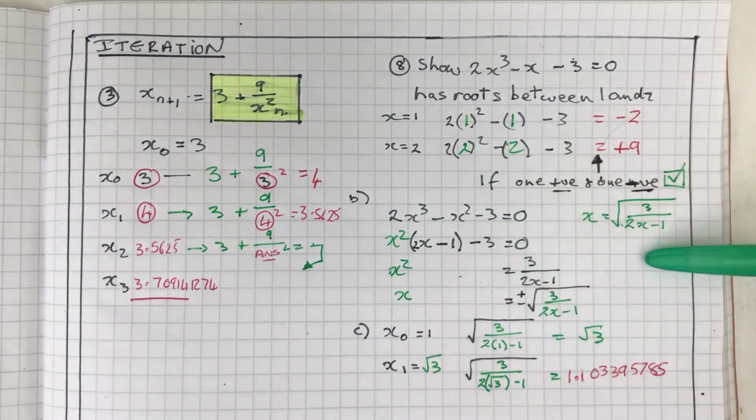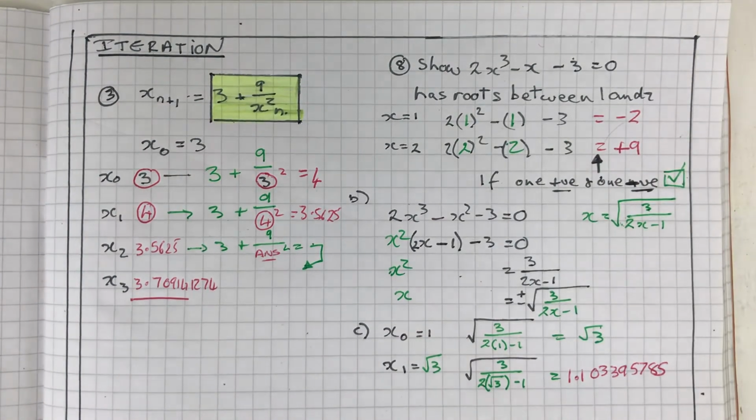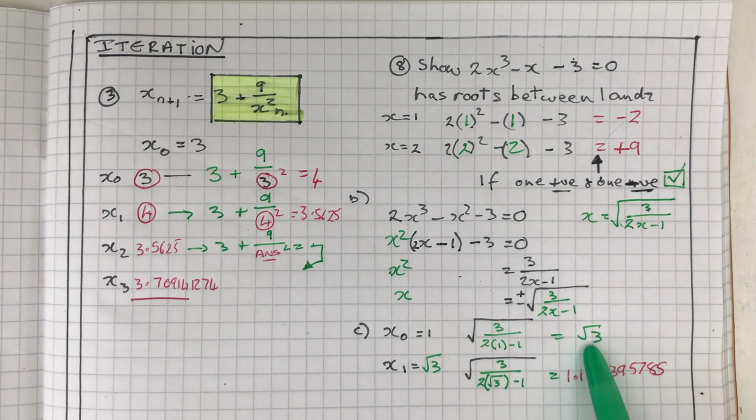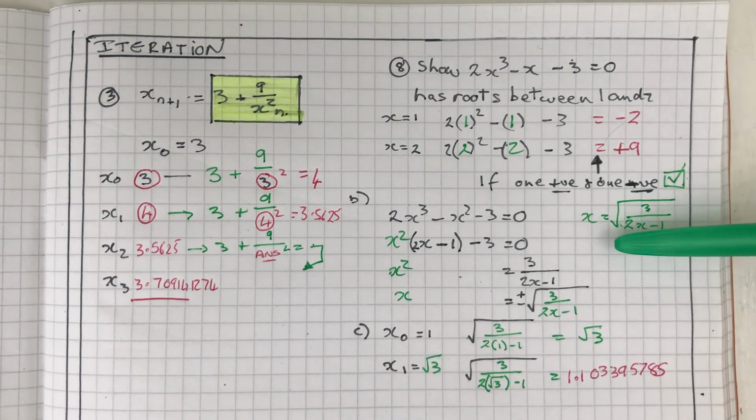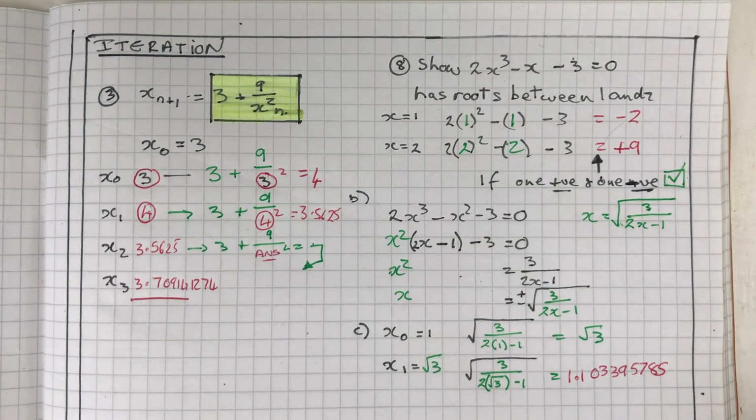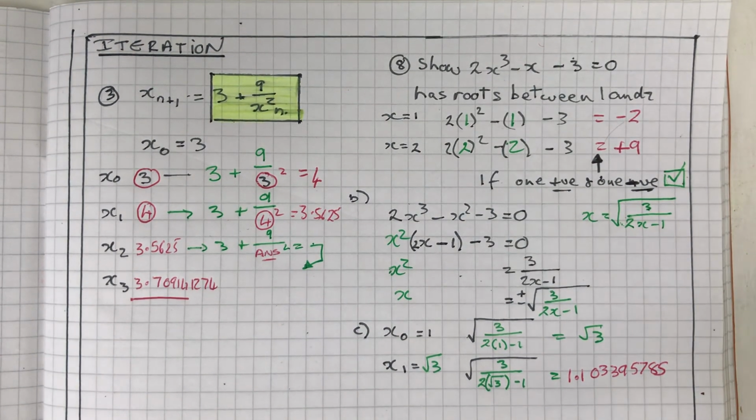If you can't do this part, that does not mean you can't do part C. You can do part C. All you've got to do is, it said show it's got roots between 1 and 2, so if I put in 1 as a value into this iterative formula, it gives me a value of root 3, and if I put root 3 back in, I get the answer of 1.103395. So if I can't solve the rearranging part, I can still do the second part. Difficult question though this may be. Hopefully that helps.